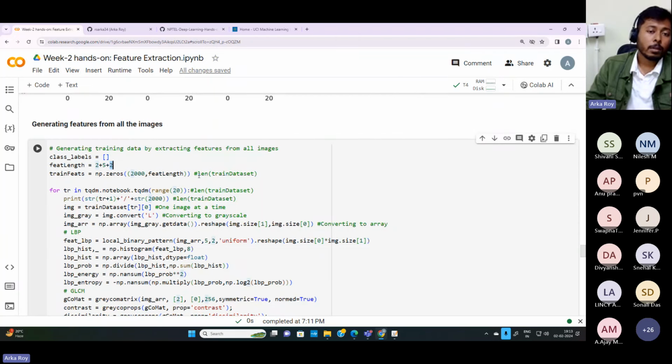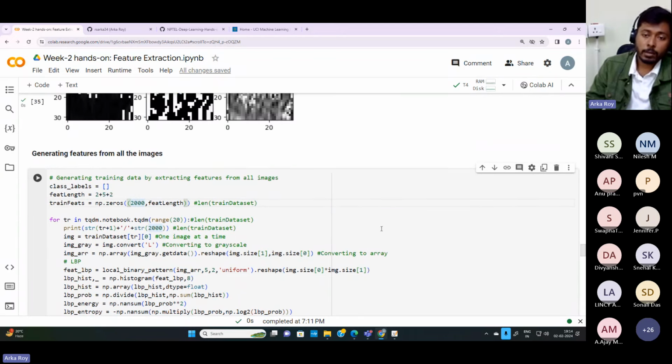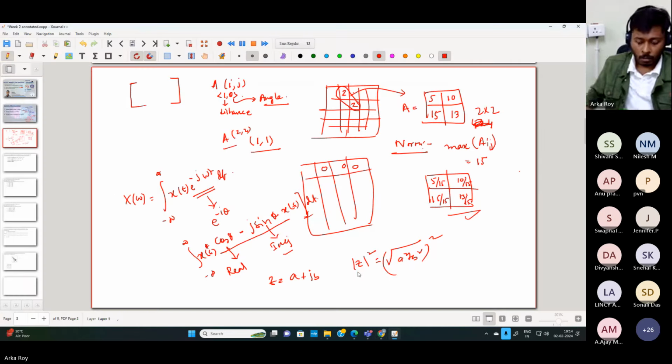Now you have a total of 50,000 images. So what will be the feature matrix size? Can anyone tell me: you have the feature length of 9 and you have a total of 50,000 images. For one single image, you have 9 features. So what will be the shape for 50,000 images? What will be the feature matrix size?